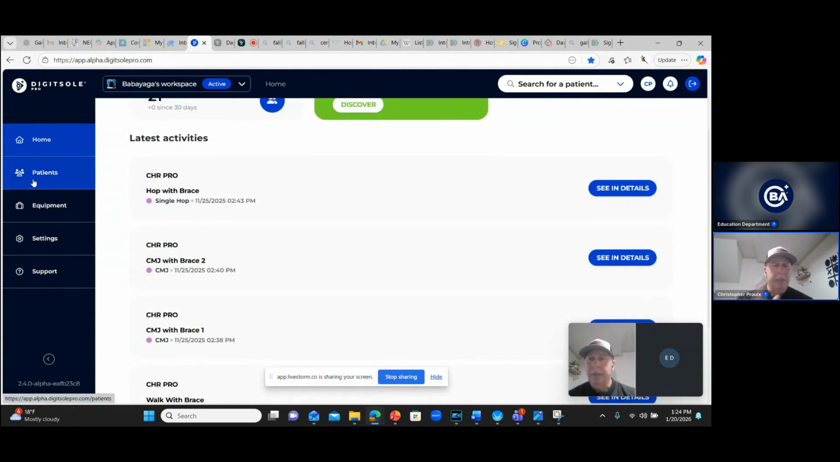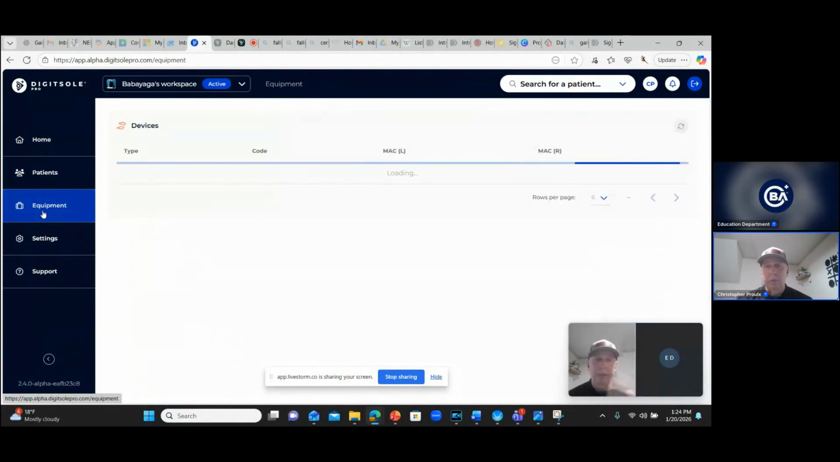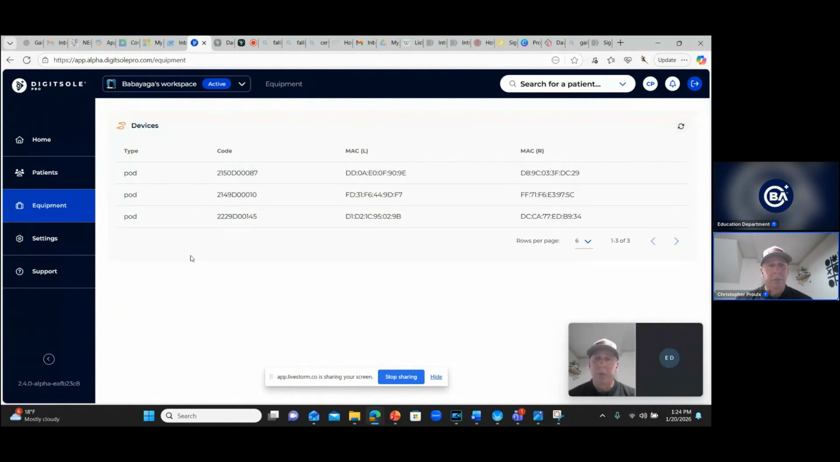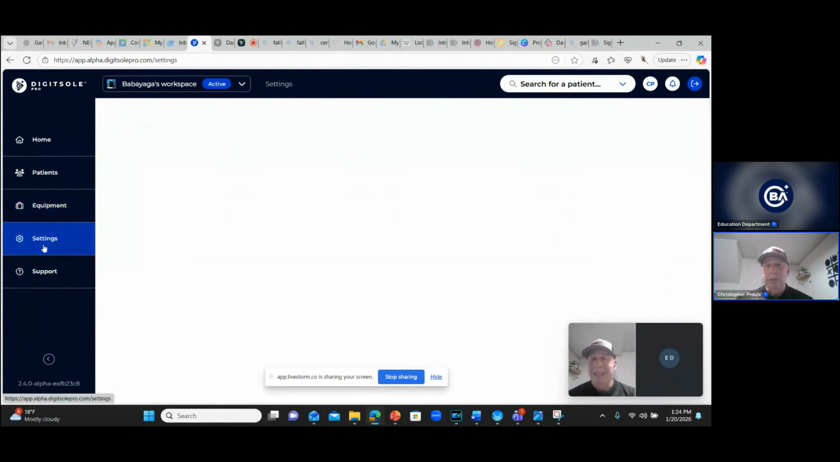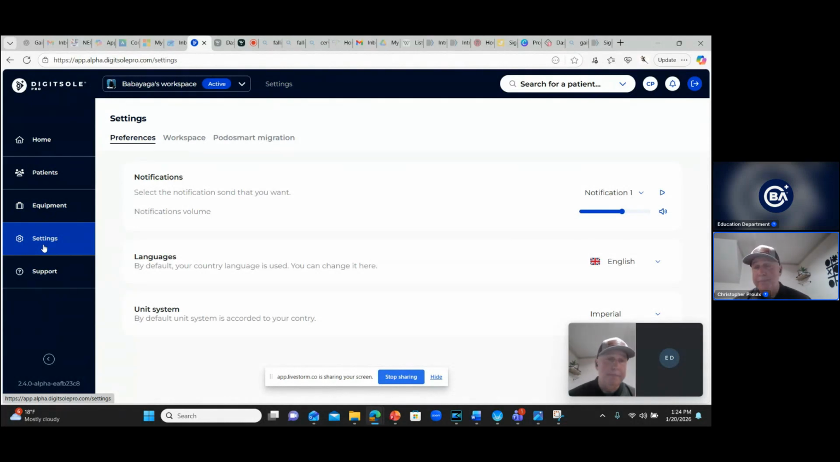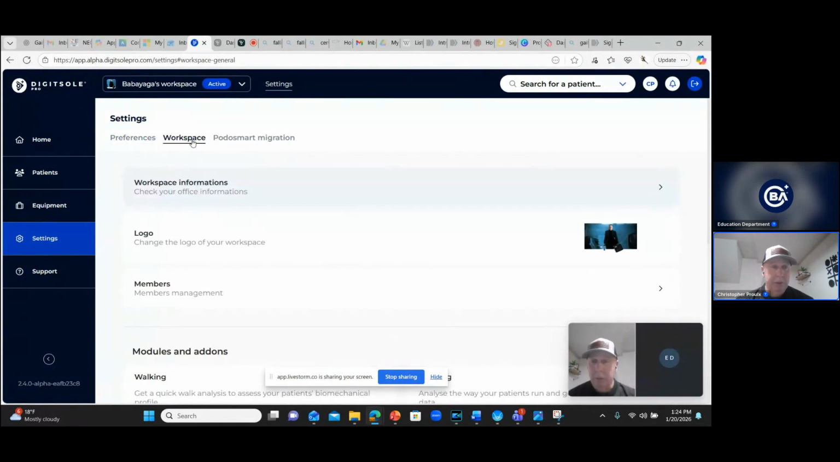then I can go over here to the column on the left, and we can see we've got some choices for the patient, the equipment, the settings, and the support. If I click on patients, it's going to generate and populate my patient list. Equipment, it's going to tell me what equipment I have and what sensors are associated with my particular account. Settings, you can change it from metric; I'm in the United States, so we use the imperial units. And this is also where you can add people or take people away from your workspace, so you can share some of that particular data.